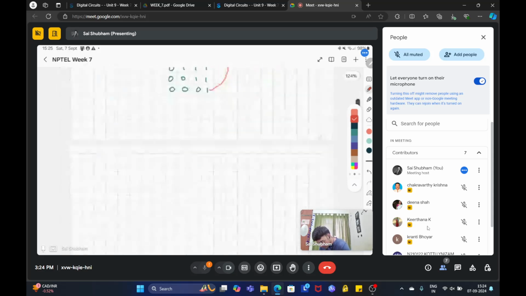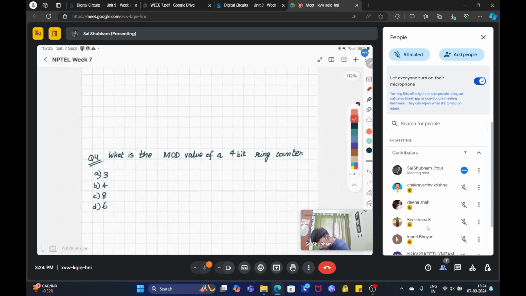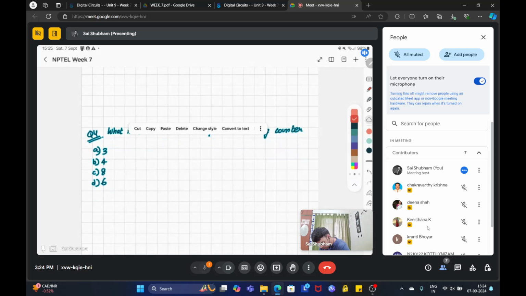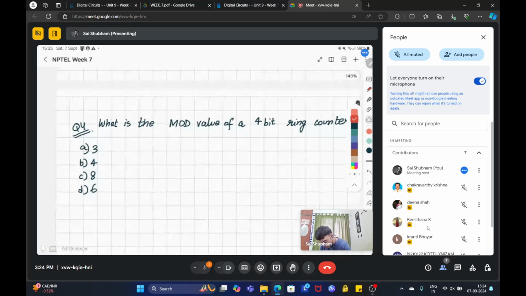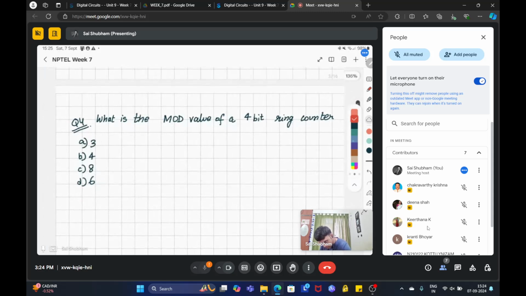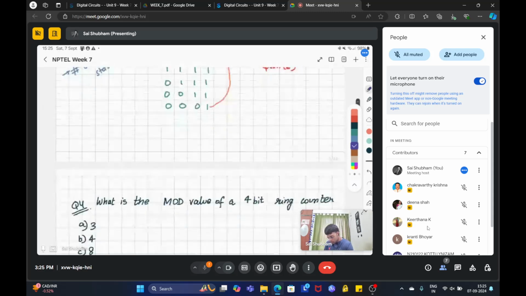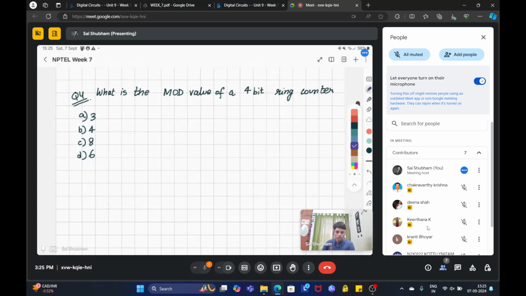So another question is, what is the mod value of a 4-bit ring counter? This is a simple ring counter. Okay, I think this can be easily done.